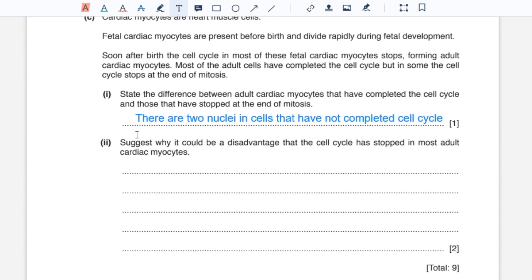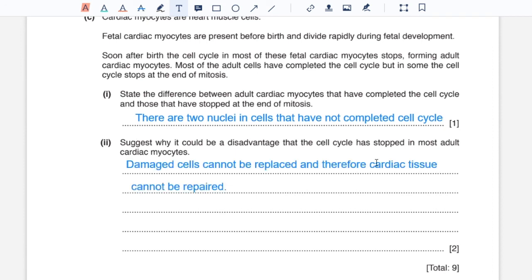2. Suggest why it could be a disadvantage that the cell cycle has stopped in most cardiac myocytes. If the cell cycle has stopped, that means no more cells can form that are specialized to function as cardiac cells, which also means that damaged cells cannot be replaced, and therefore cardiac tissue cannot be repaired. Replacing damaged cells and repairing damaged tissue is a function of mitosis, and therefore this question also answers for drawbacks of cells not being able to carry out mitosis.